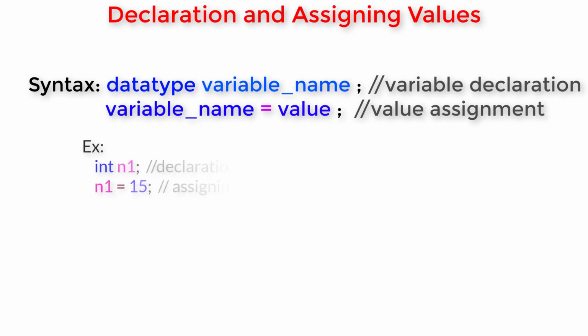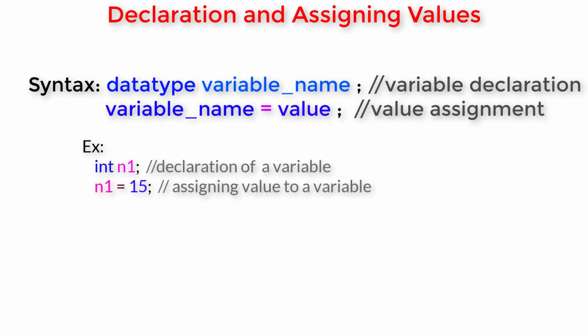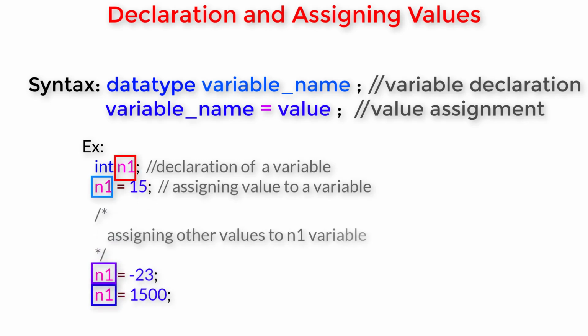Consider the following example. Here, as in the previous example, we declared a variable n1 of type int. After declaring the variable, we closed that statement with a semicolon. In the next line we assigned an integer value 15 to it. While assigning the value afterwards, there is no need to declare that variable again. Just write the variable name that was declared previously and assign a value to it. Here n1 is assigned the integer value 15. And we can use this variable n1 any number of times to store other integer values.